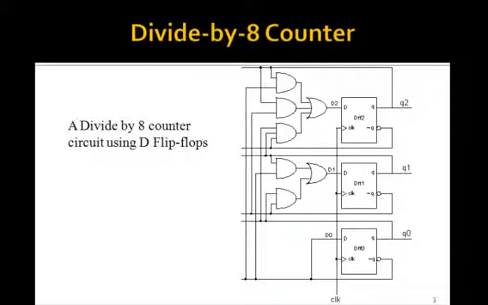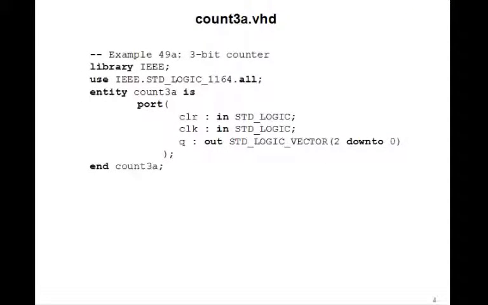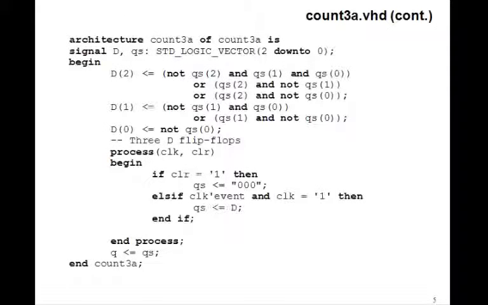And this was the logic circuit that we derived in the last lesson. We had 3 flip-flops and this combinational circuit to produce this 3-bit counter. Let's go ahead and implement this one in VHDL. We have a clear and clock coming in and the 3-bit Q going out, 2 down to 0. Then we'll define the signals D and QS.